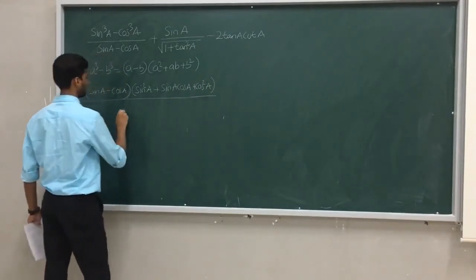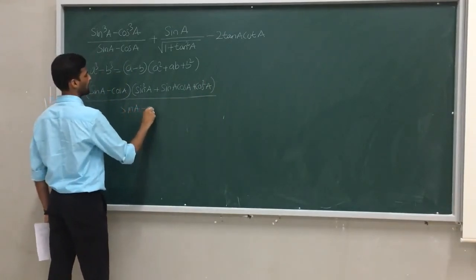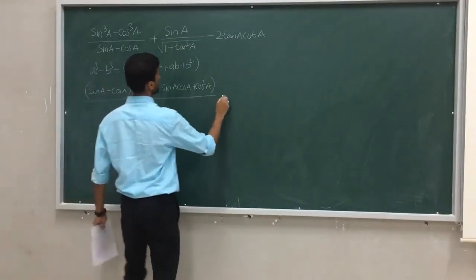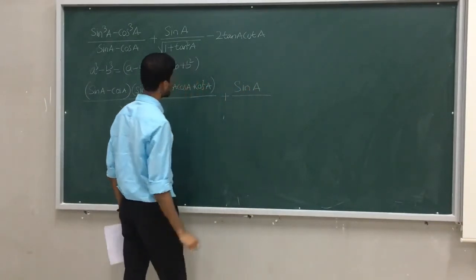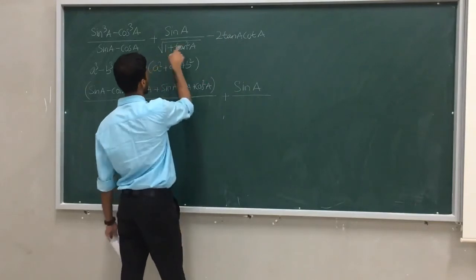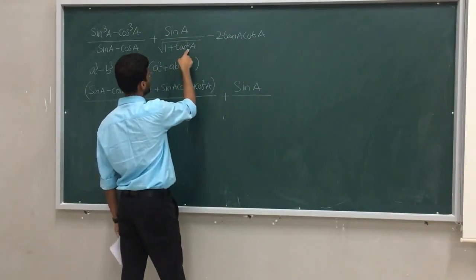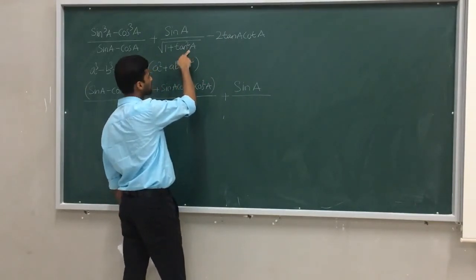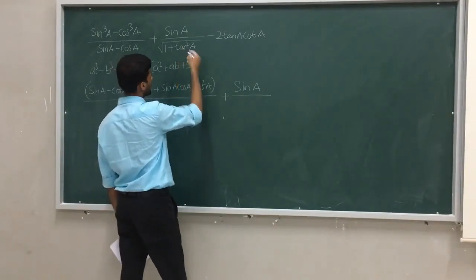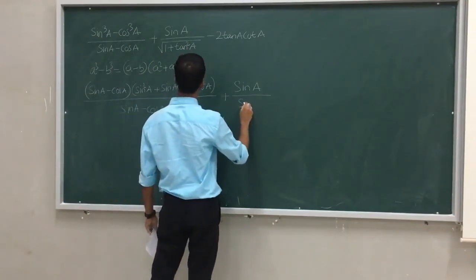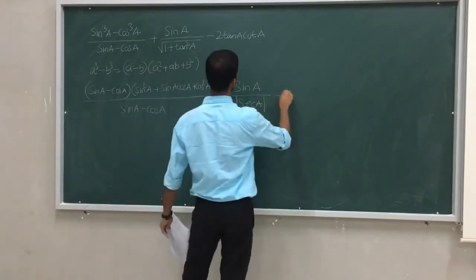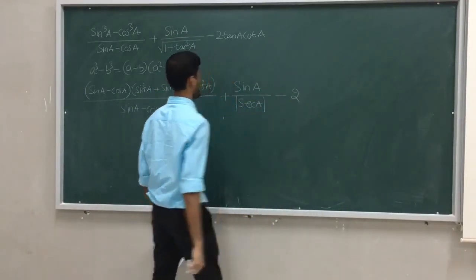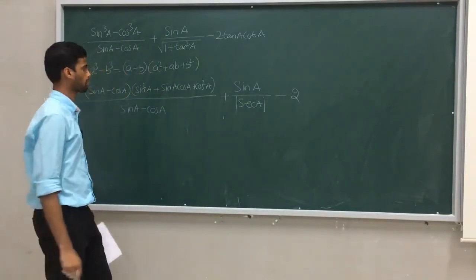Divided by sin A minus cos A plus sin A divided by 1 plus tan square A. 1 plus tan square A can be written as sec square A. So 1 plus tan square A is nothing but sec square A. It is under root, under mod sec A, minus tan A cot A gets cancelled because cot and tan are reciprocal to each other.